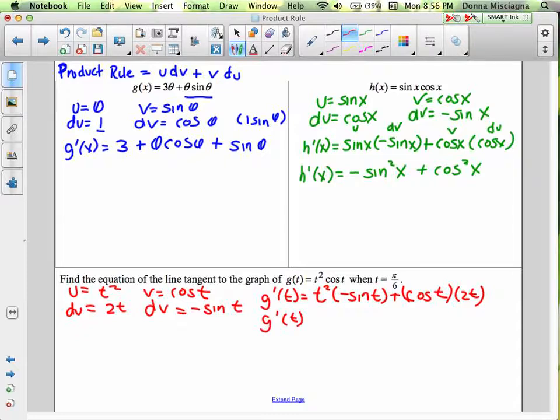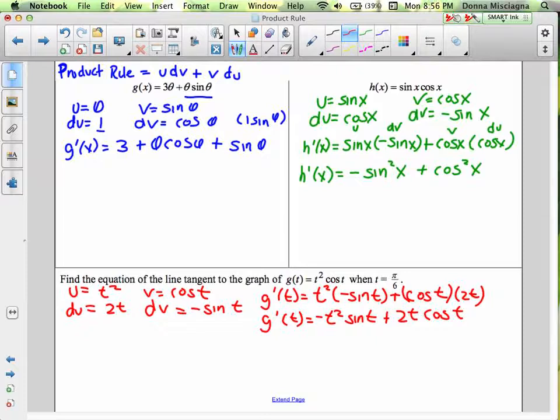I usually focus more on making sure you got all the right terms, and then you go back and simplify. Remember that these are all multiplications. So this is going to be negative t squared sine t, because it's just t squared times a negative 1 times sine t. And then this would be plus 2t cosine t.